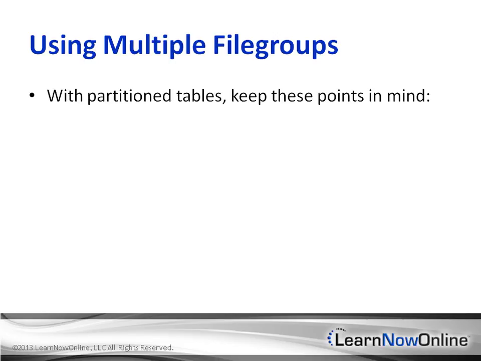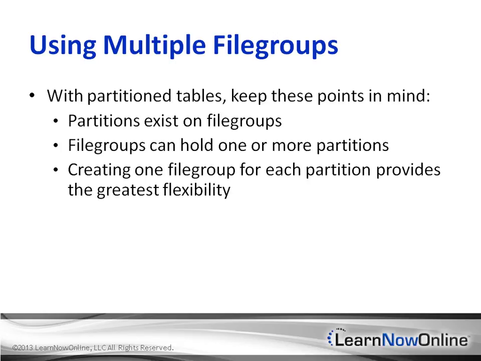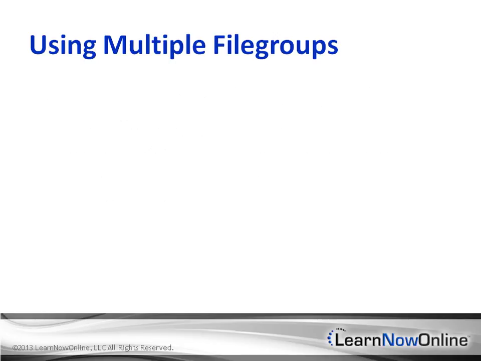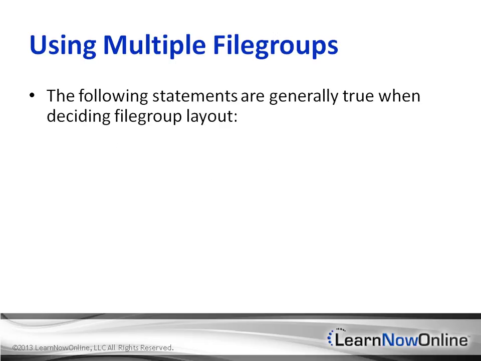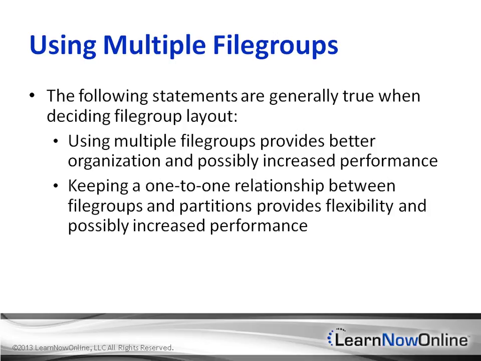So, when you're considering partition tables, keep these points in mind. Partitions exist on file groups. File groups can actually hold one or more partitions, and creating one file group for each partition actually will provide the greatest flexibility in the long run. The following is generally true when deciding a file group layout. Multiple file groups provide better organization and increased performance. If you keep a one-to-one relationship between file groups and partitions, it gives you flexibility and increased performance in the long run.